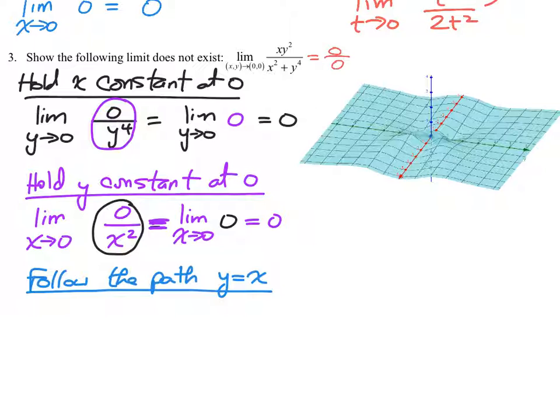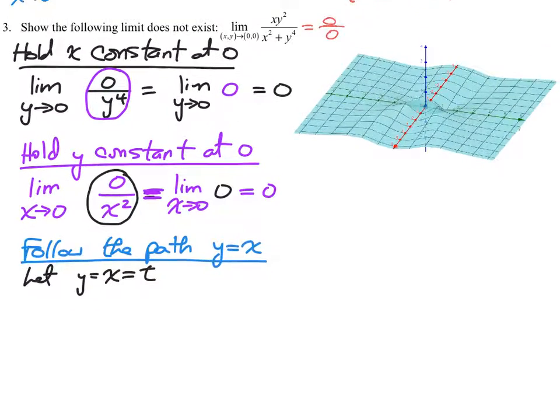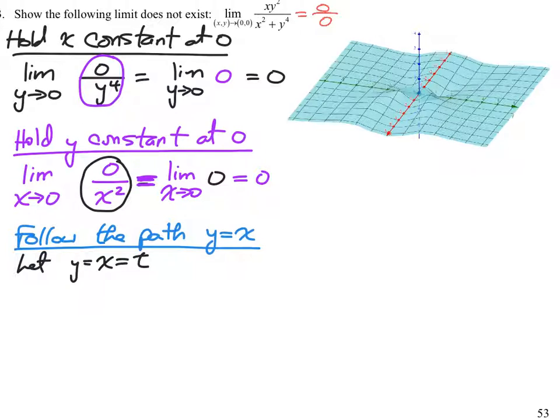original function, right? So following the path of y equals x, what I'm going to do is let y equal x equal some variable t. And I'm going to redefine my entire limit in terms of that new variable t. So the limit as t approaches 0, because both x and y are approaching 0, and t is replacing x and y, so if t is approaching 0, it accomplishes the same thing. Replace every x with a t and every y with a t.